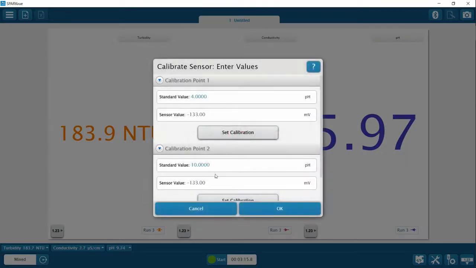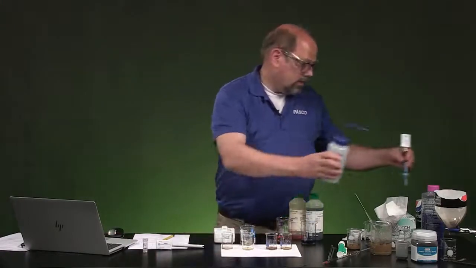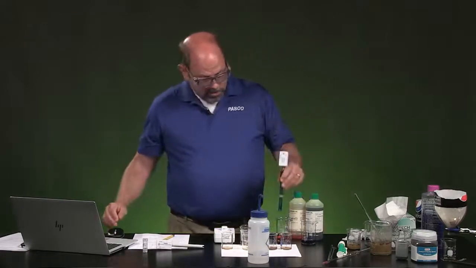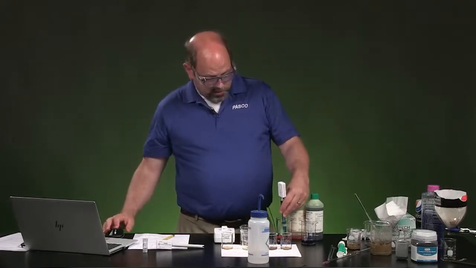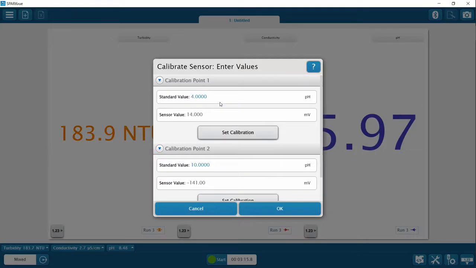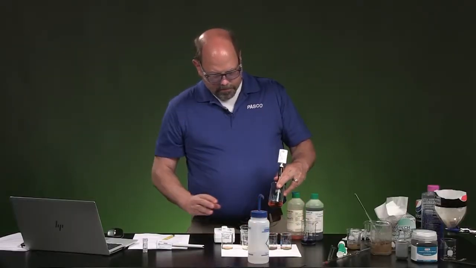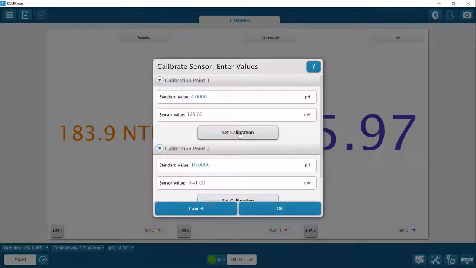Continue. This is the one that's supposed to be 10. Here's what the reading says it is right now in that solution. I'll set it as 10. That's what 10 means. Okay. And we'll rinse it off. And we're going to put it into this red solution, which should be around 4.0. We'll let the values come together to a stable amount. Tip it a little bit so that it's a little deeper in the solution. Okay, and I'm going to set that.